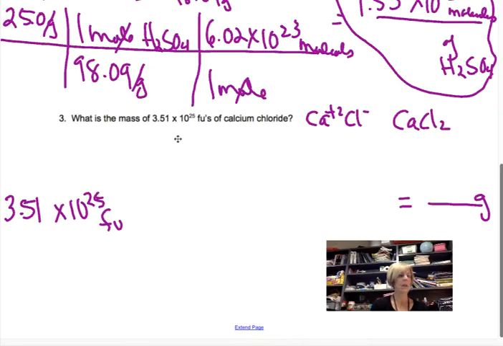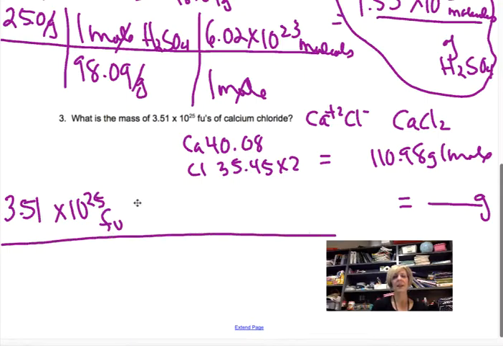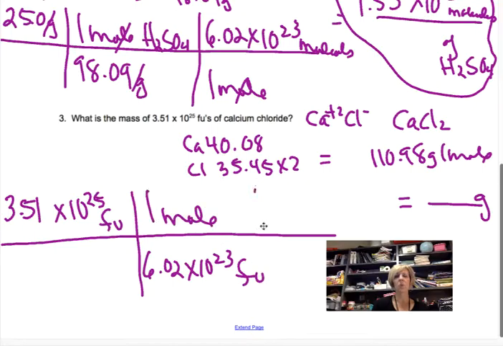Might as well go ahead and calculate the molar mass of that. So I know that calcium weighs 40.08, and I know that chlorine, and I have 2 of them, 35.45 times 2 because I have 2 of them. That means my molar mass is 110.98 grams per mole. So I'm not going to use that yet because right now I need to get to moles. So I have this many particles, and I know that 6.02 times 10 to the 23 FUs or atoms or molecules, whatever you want to talk about, is equal to 1 mole.